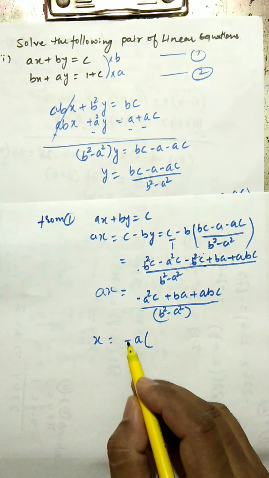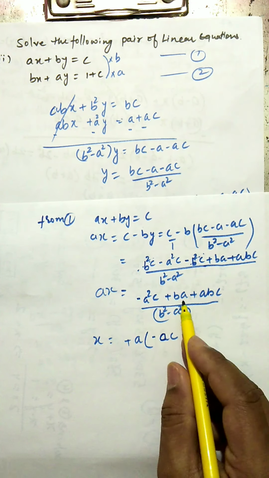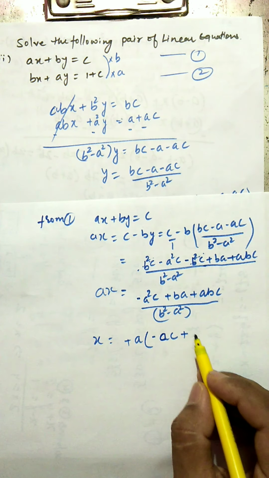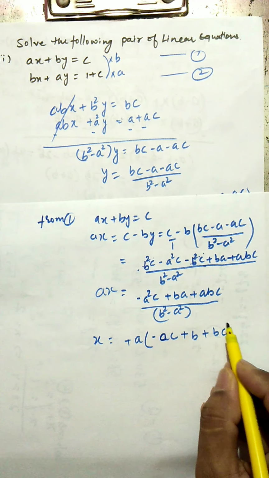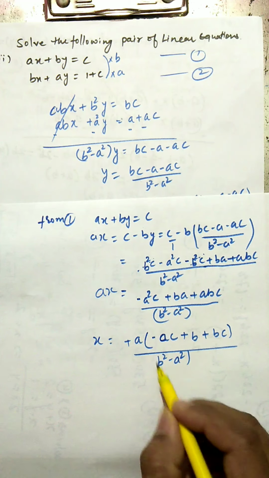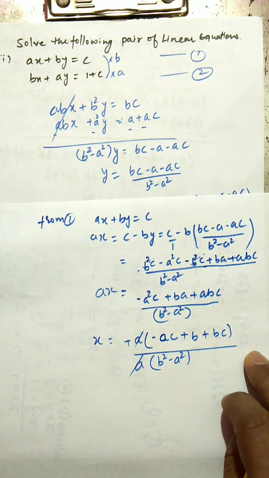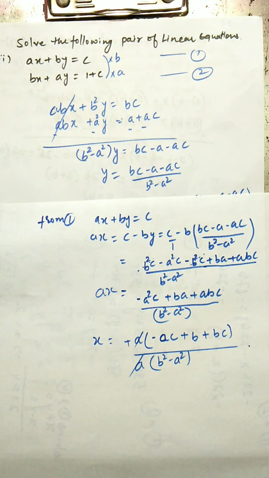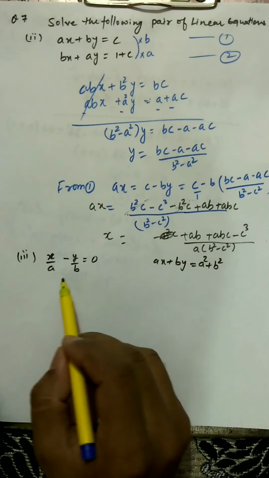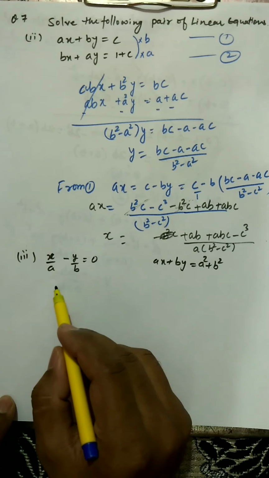So if you take a common, plus a, you take common, so it becomes minus ac, it becomes plus b, and it becomes bc, and this will be your b square minus a square, and this a will come down, so a will get cancelled. So this is the value of x plus b square. So I am simplifying this first, and you will try this one yourself.